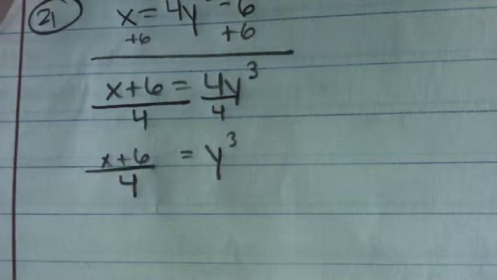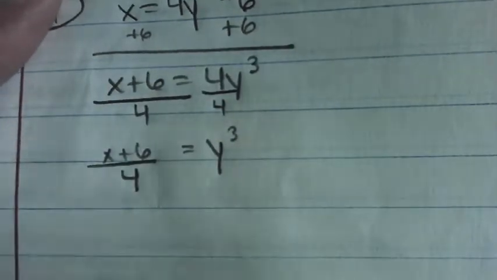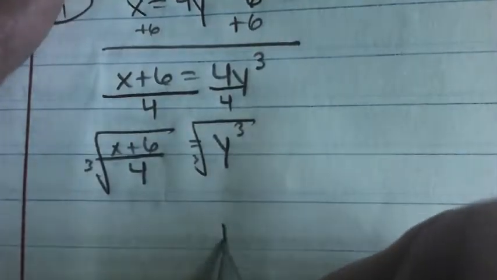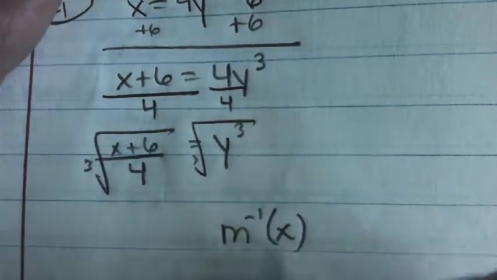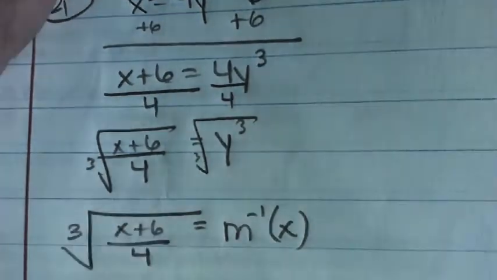Evan, do you know this one? Cubed root. Or to the 1/3 power, that's the same thing, right? Very good. Cubed root. So m inverse of x equals the cubed root of x plus 6 over 4.